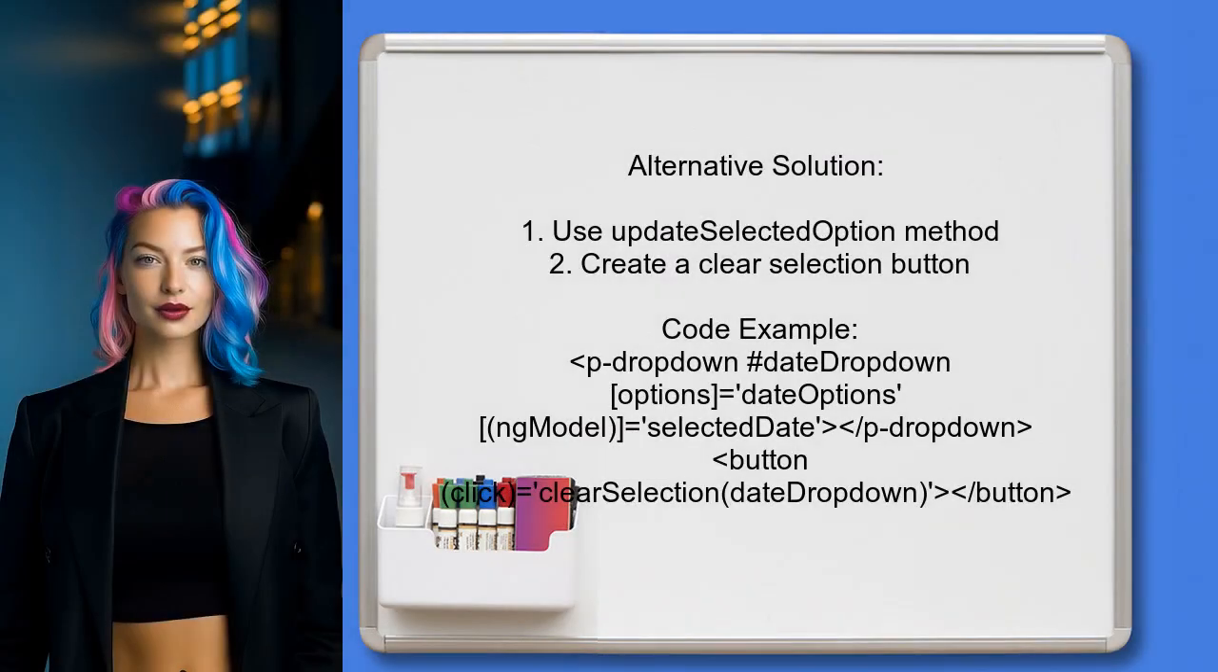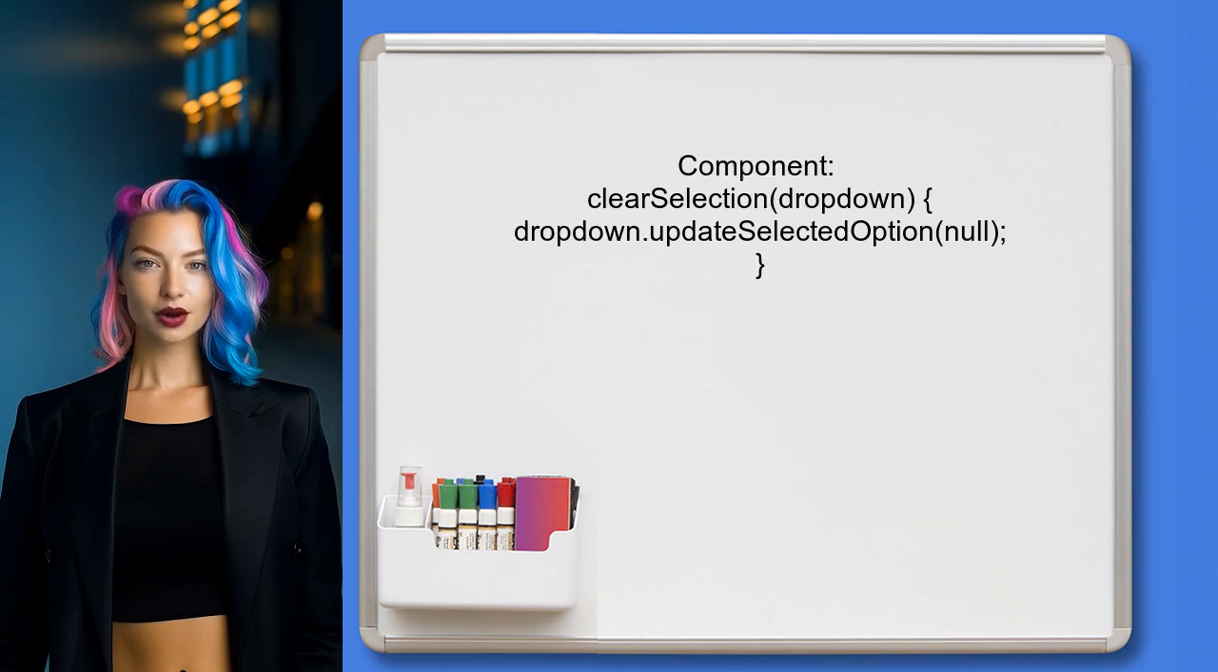Let's check out another perspective from a different user. An alternative solution comes from a user who found a way to clear the selected value by using the Update Selected Option method. They discovered this method while exploring the source code, as it wasn't documented. Their approach involves creating a clear selection button that calls this method.